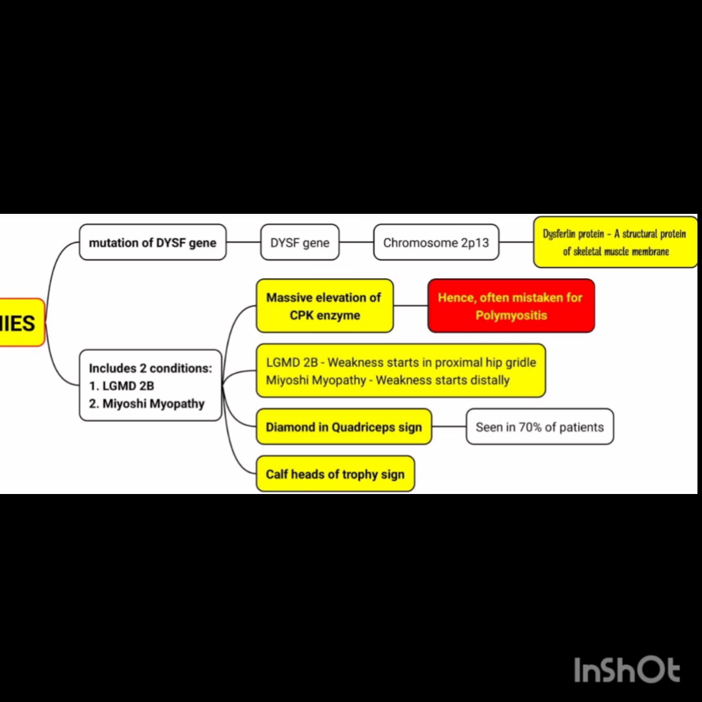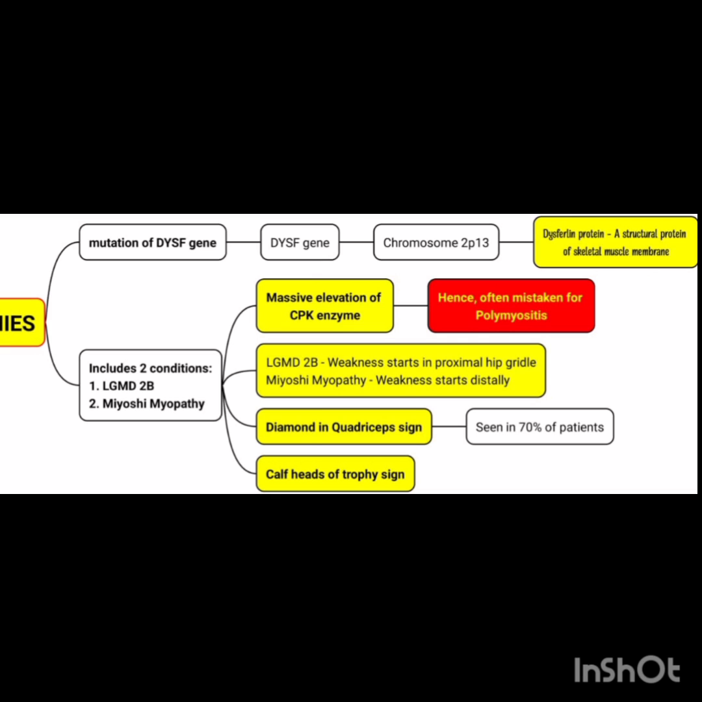Dysferlinopathies include two disorders. One is LGMD type 2B, that is limb girdle muscular dystrophy type 2B, and the other is Miyoshi myopathy. I'll repeat, dysferlinopathies include two conditions, LGMD type 2B and Miyoshi myopathy. These two disorders are characterized by massive elevation of CPK, and this is very characteristically seen in inflammatory myopathies like polymyositis, and hence it can be very easily mistaken for polymyositis.